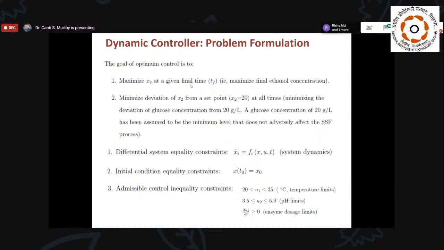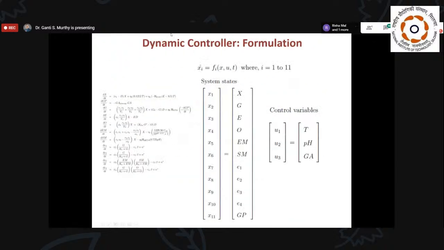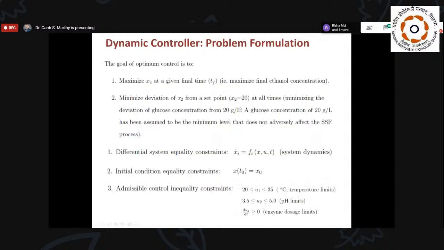The second point is that we need to minimize the deviation of x2 from a set point. We want to have a set point for glucose. x2 is our glucose. G is glucose. So that is our state. We want to keep it at 20 grams per liter. Why is that 20 grams per liter so important?